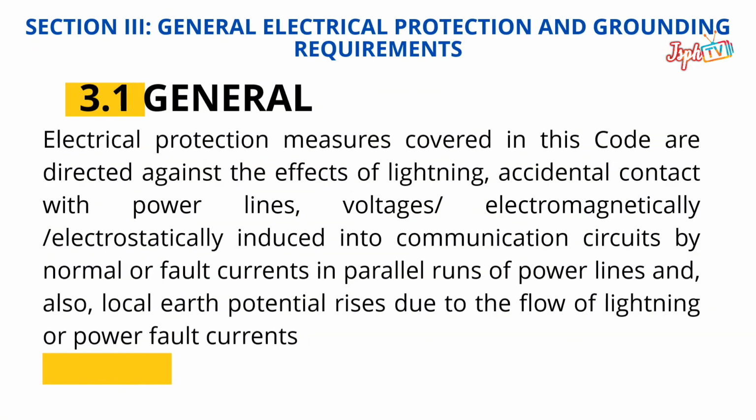For Section 3, the General Electrical Protection and Grounding Requirements, the electrical protection measures covered in this code are directed against the effects of lightning, accidental contact with power line voltages, and voltages electromagnetically induced into communication circuits by normal or fault currents.